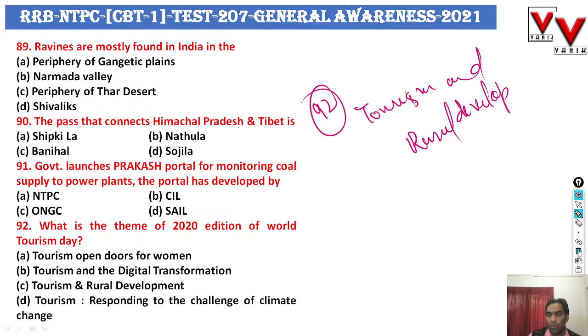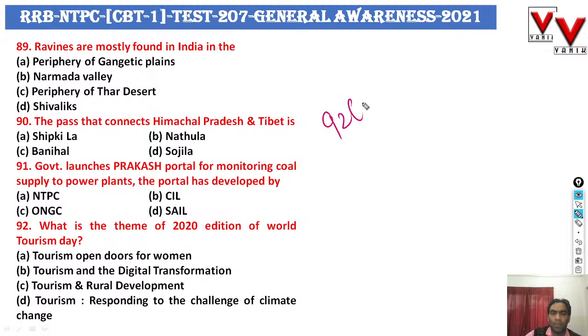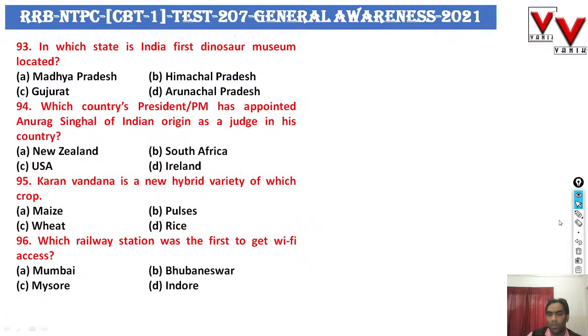So the 92 right answer is C. 92 right answer is C only. Now we are going to proceed further and discuss the next question, which is 93rd.